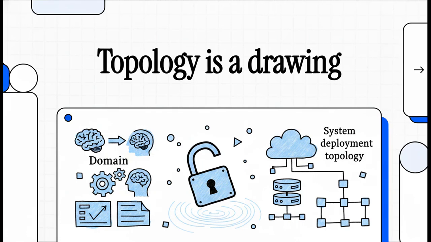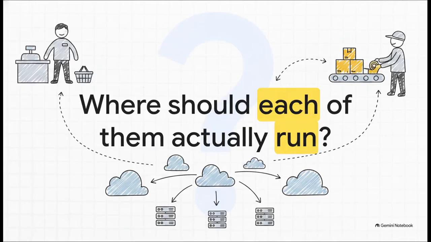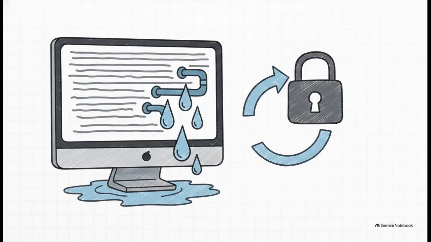Cashiers who sell, packers who pack. And the question every system eventually has to answer is, where should each of them actually run? Normally, that question leaks right into the code. A queue name appears in a class. A hostname shows up in a config that the domain reads. A retry policy gets written right next to a business rule.